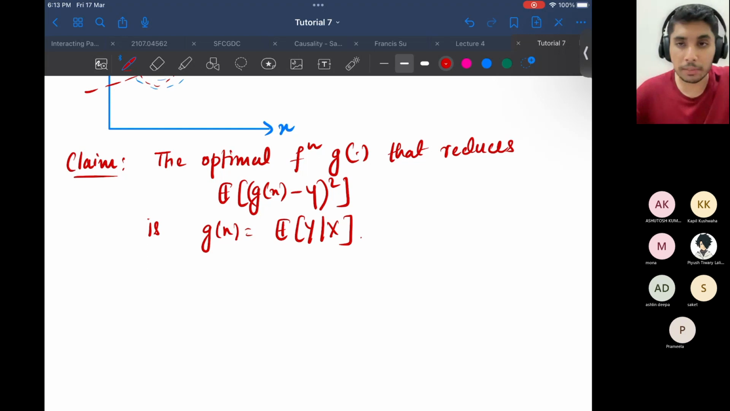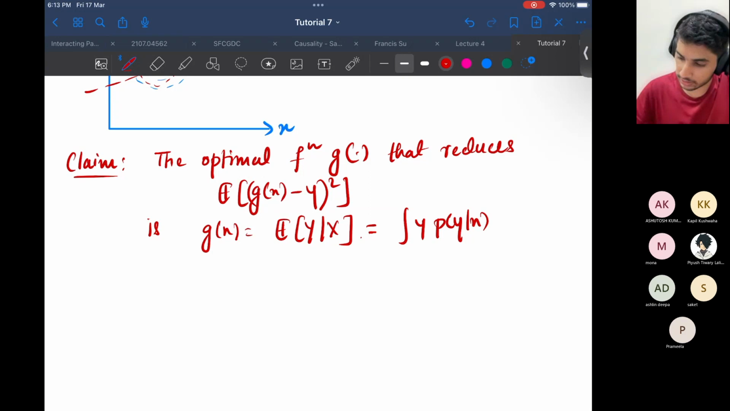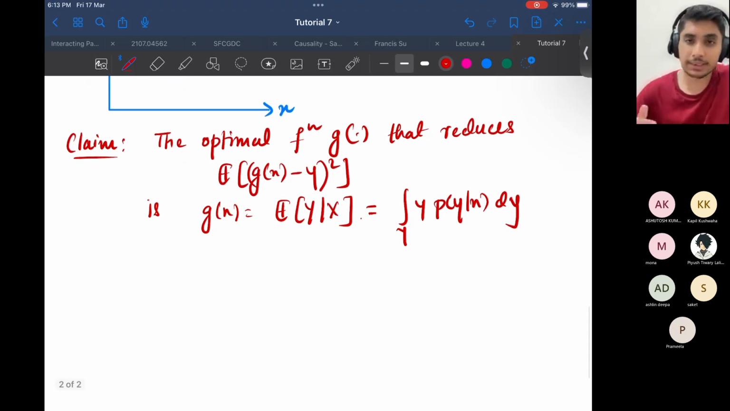I hope you are familiar with the concepts of expectation and conditional expectation. So what is this thing? This is the integral of y p(y given x) dy. This integral will be over y. So this is one claim. Maybe if time permits, I will prove this in the end.